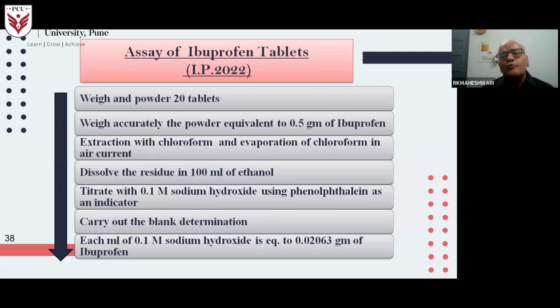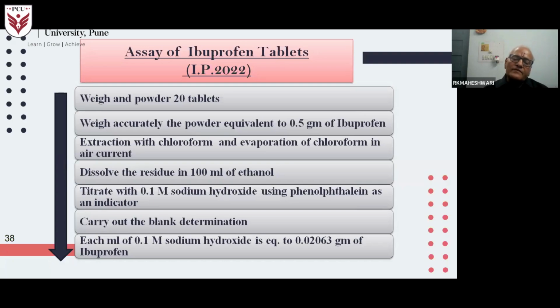The IPBP method for ibuprofen tablets to find out the drug content involves the use of two organic solvents, chloroform and ethanol. So the tablet powder is taken with chloroform. Chloroform is a class 2 organic solvent, and it is a good solvent for ibuprofen. So ibuprofen gets dissolved and comes into solution with the help of chloroform.